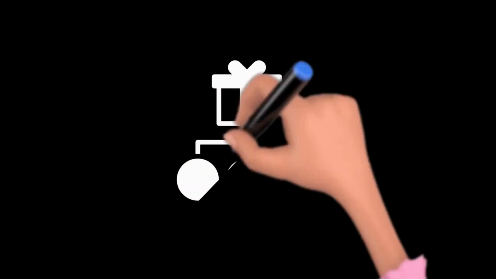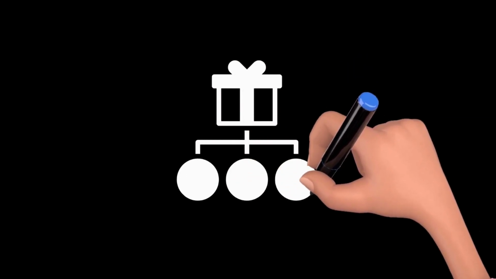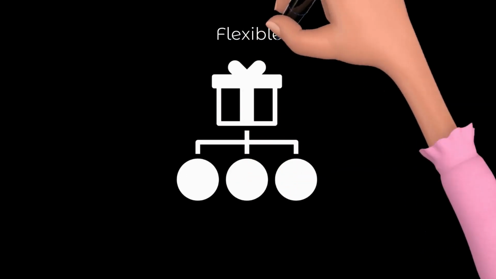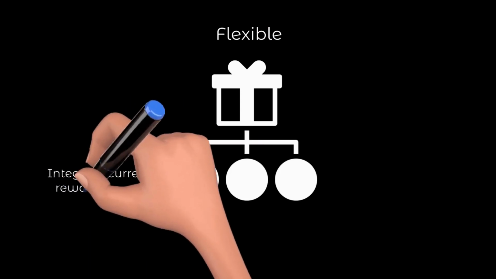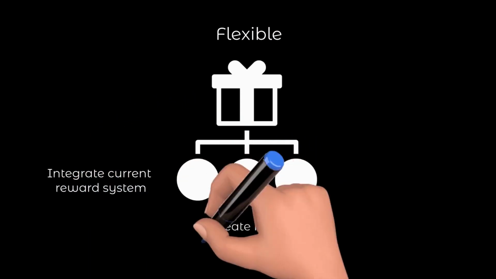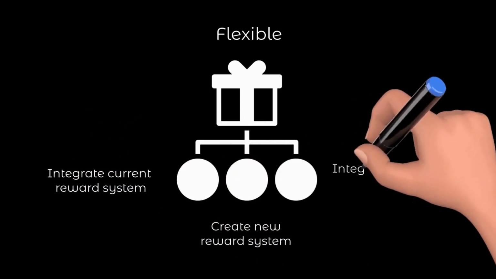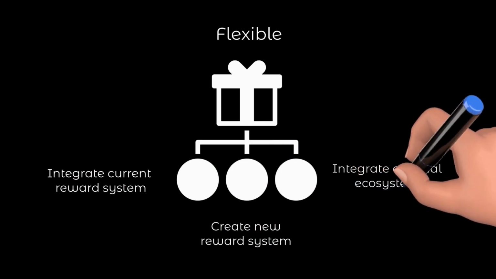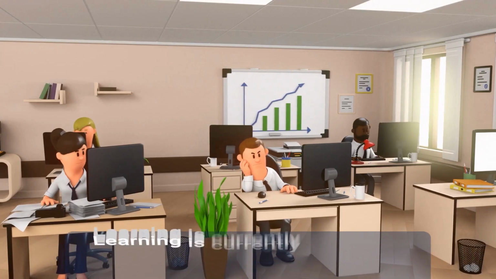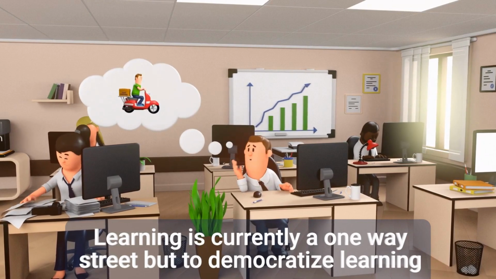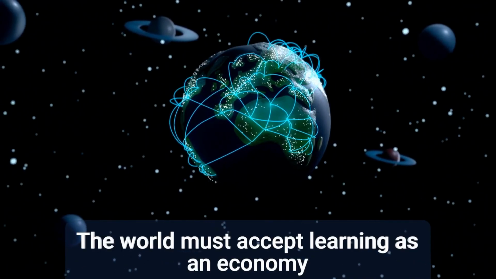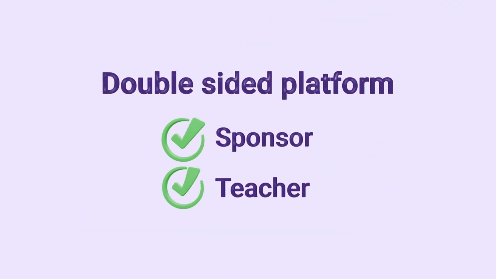Offering Web3 incentives, the platform is flexible to accommodate existing loyalty programs or an option to branch out and offer learners assets that aren't limited within the internal ecosystem. Learning is currently a one-way street, but to democratize learning, the world must accept learning as an economy, a two-way street of sponsoring and teaching, which is a double-sided platform.